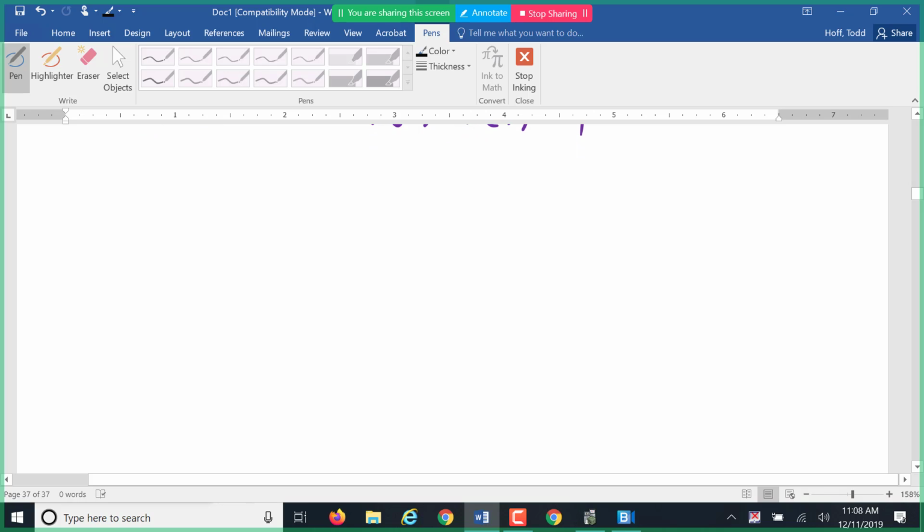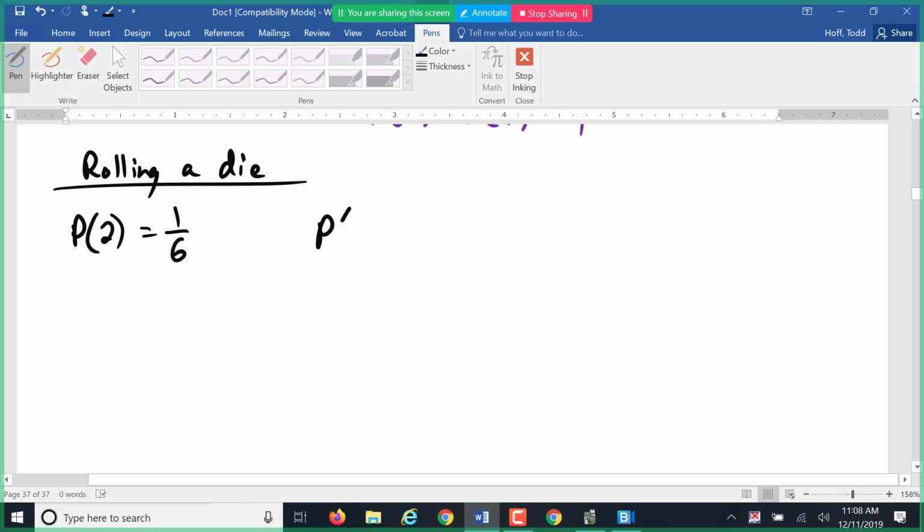Let's look at a simpler example. Rolling a die again. Let's say we want to know the probability of rolling a 2. So rolling a 2 is the event. Well, there's 1 out of 6 possibilities. The complement of that would be the probability of rolling a 1, 3, 4, 5, or 6. Everything but the 2. Well, that's 5 out of 6. There are 5 possibilities out of 6 total. Notice those two, 1/6 and 5/6, add up to 1.